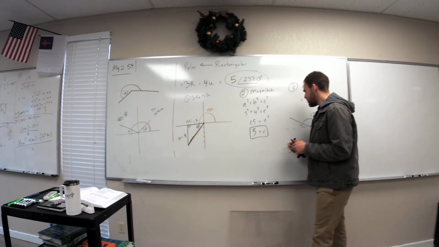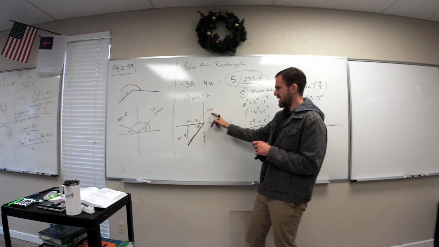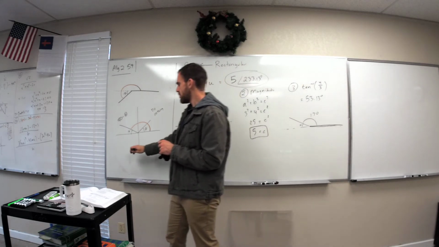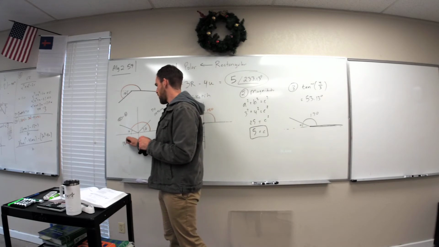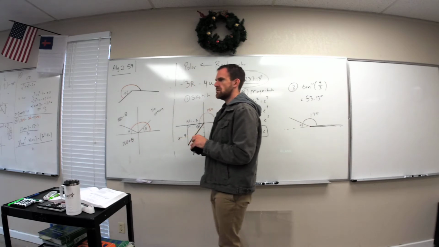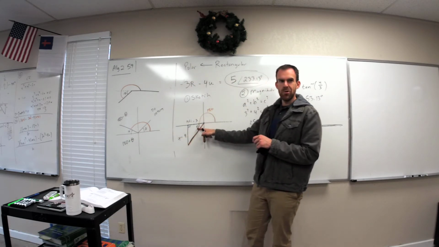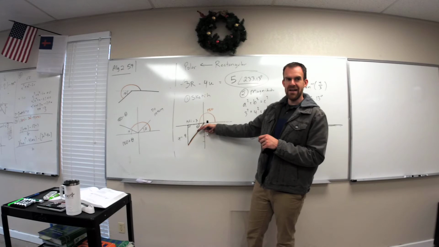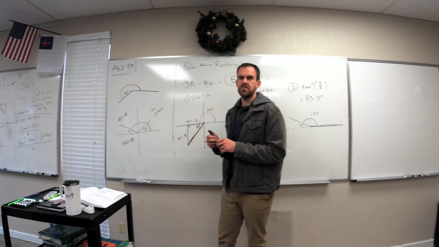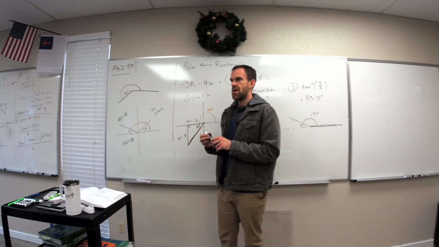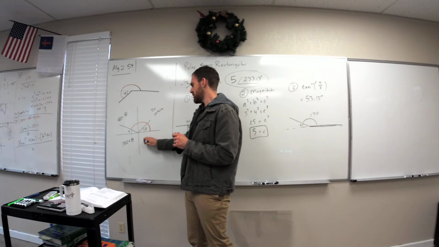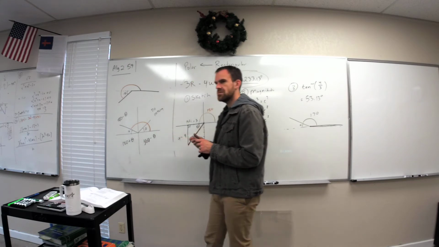In the third quadrant, we already did it with this one. You do 180 plus your angle. So here we got 53.13. We added that to 180. And what about the last quadrant? 360 minus your angle.